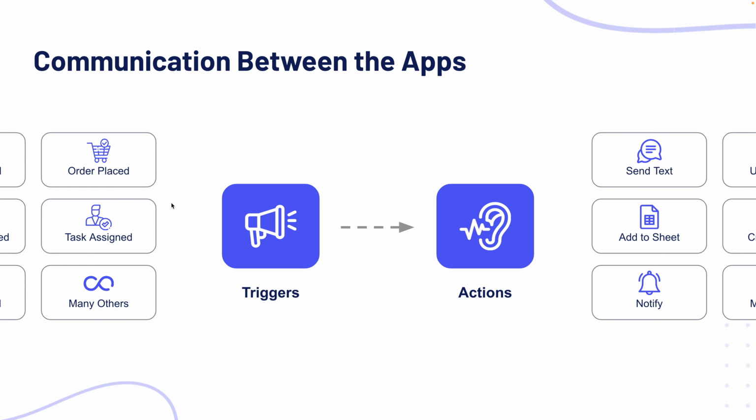So you can see these are connections that can be formed. Like whenever a task is assigned, send a text. Or whenever an order is placed, add it to a sheet. Or whenever a task is assigned, notify me. So you can form lines between any two. All I have to do is subscribe to those particular events in those particular apps, and then it's up to me what action I want to take, or it's up to the app what action it has been configured to do. So that's communication between the applications.